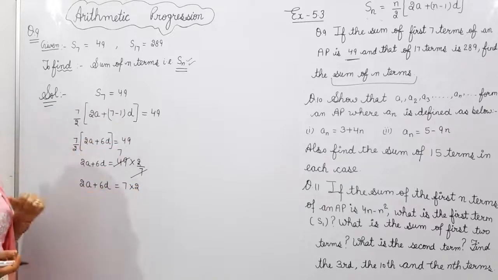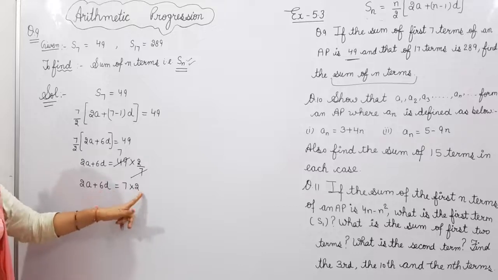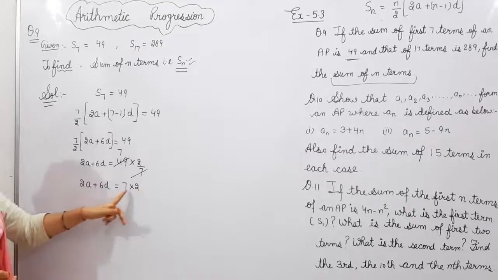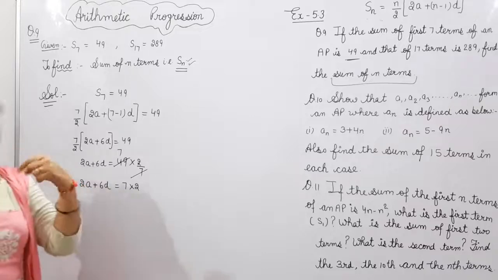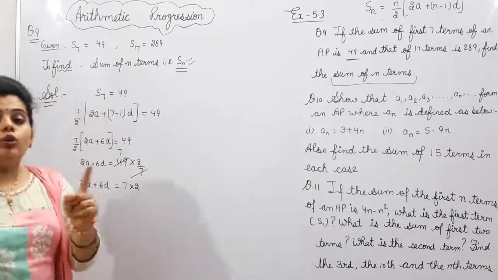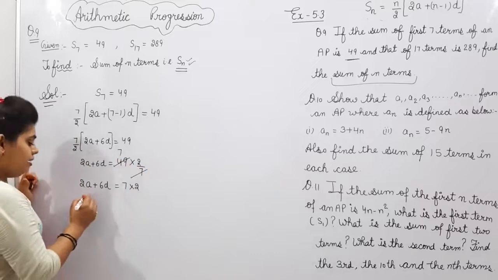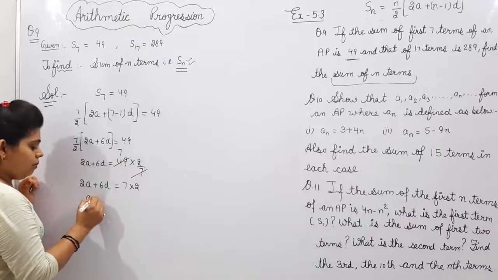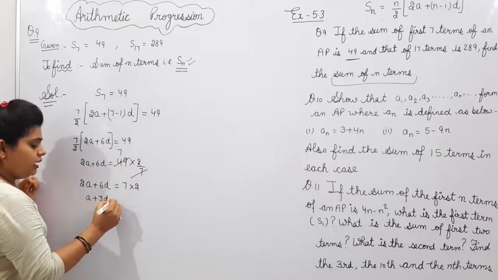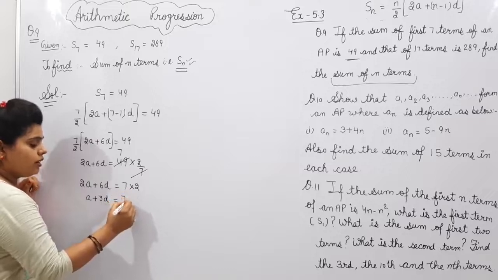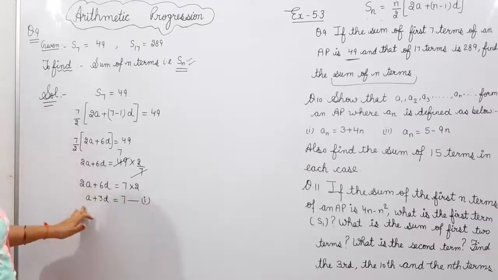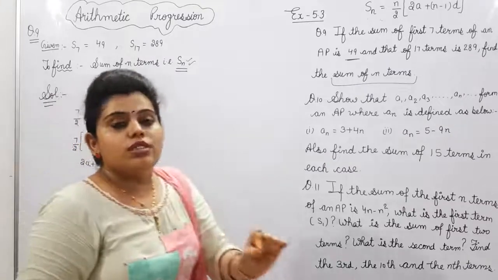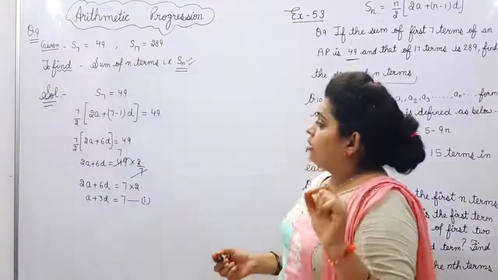We get this equation. Now we can see that 2, 6, 2 are multiples of 2. These are divisible by 2, so we can take 2 as common. हम यहाँ पर 2 common ले सकते हैं. Then it will become a plus 3d is equal to 7. Let it be equation number 1. A plus 3d is equal to 7, and this is our equation number 1.